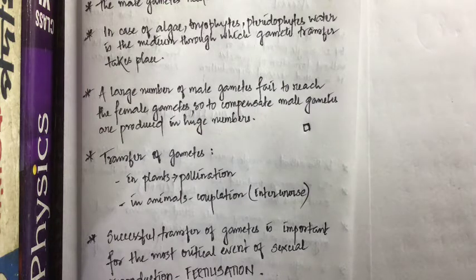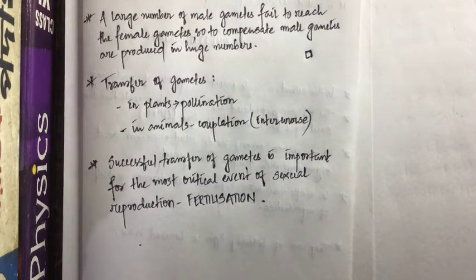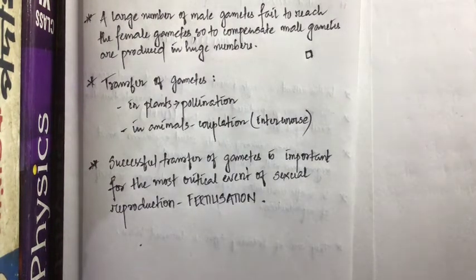Clear? Now, the transfer of gametes in plants occurs by pollination. That means the transfer of pollen grains from anther to stigma. In animals, gamete transfer occurs by copulation or intercourse. If you don't know the meaning of the term intercourse, you can open your dictionary. This is a sensitive topic, so we will discuss it later, when we discuss the human reproductive system. So in plants, pollination; in animals, copulation. The end result of pollination or copulation is that the male gametes are transferred to the female gametes.